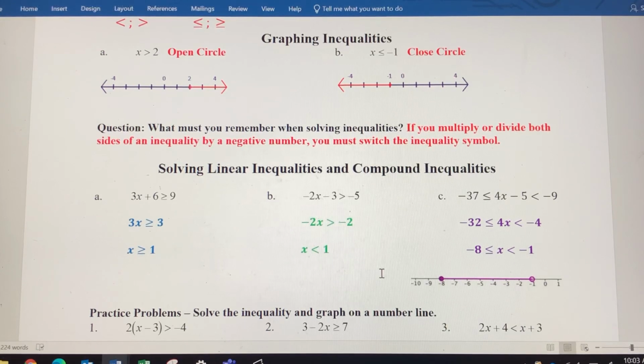So just a real quick review on linear inequalities and compound inequalities. We're going to move on to some tougher inequalities next.